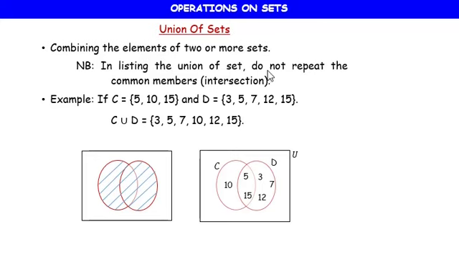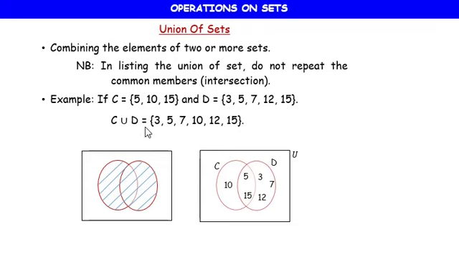In listing the union of sets, we do not repeat the common members. The reason is that, for instance, if you have set C equal to 5, 10, and 15, and set D equal to 3, 5, 7, 12, and 15. Now if I ask you to find C union D, you are not going to repeat the common members. 5 is here, 5 is here, so you are not going to write 5, 5. 15 is here, 15 is here, so in listing the members of C union D, you are not going to write 15 and 15. Since they are the same, you are just going to pick one of them.